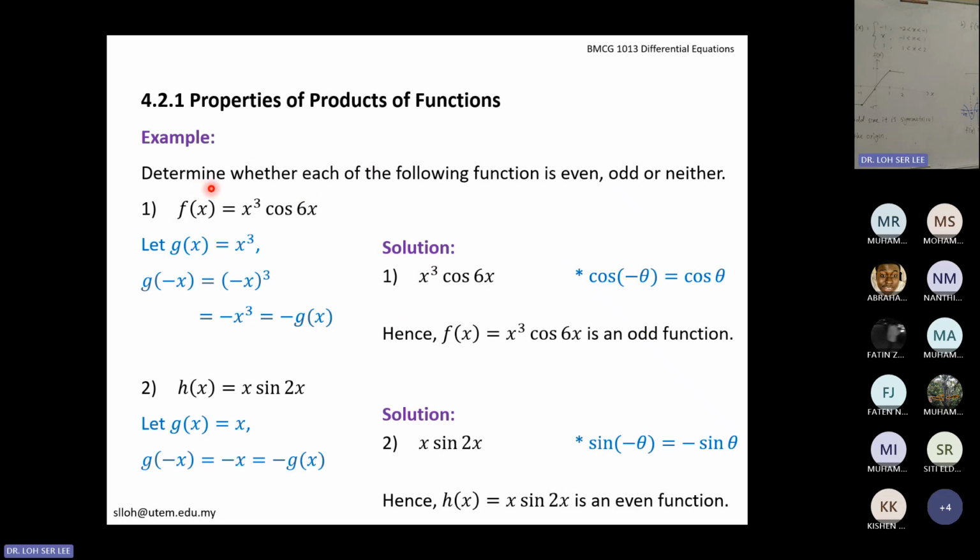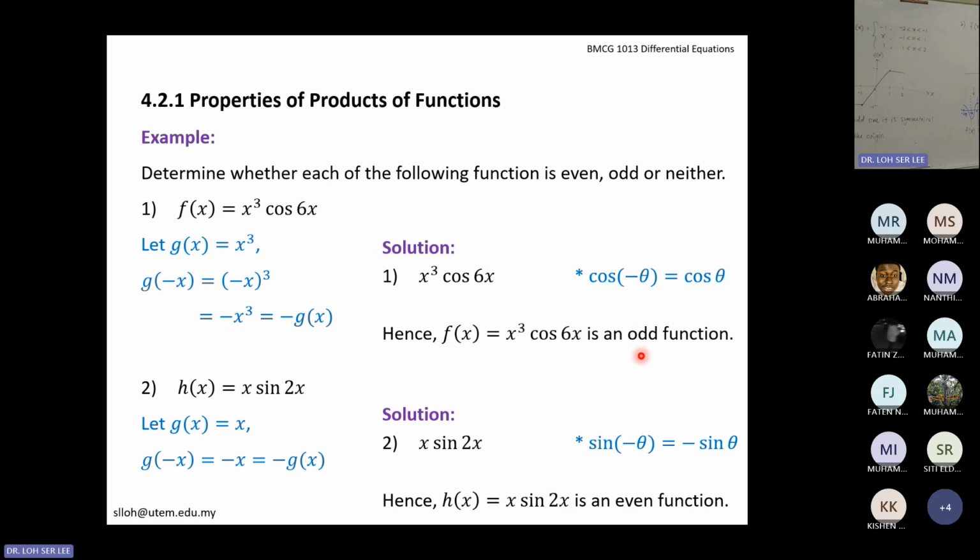Okay, so determine whether each of the following functions is even or odd. Okay, this one, x cubed, we are using the same way to identify whether they are odd or even. So for x cubed, we let x be negative x and we check on this. So this is negative g(x), that means this is odd. And the cos function is even. So one is odd, one is even. The answer will be odd.